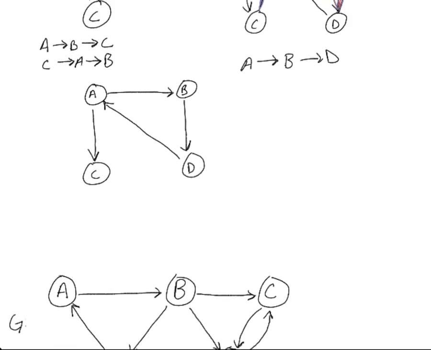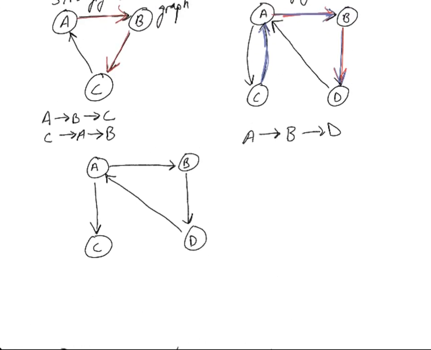What about the graph here? We have A, B, C, and D again. Is it strongly connected? We can show by example that it is not. Try to find a path from, say, C to D. Well, we can go from C to, well, we can't go anywhere from C. So it is not strongly connected. However, it has strongly connected components.